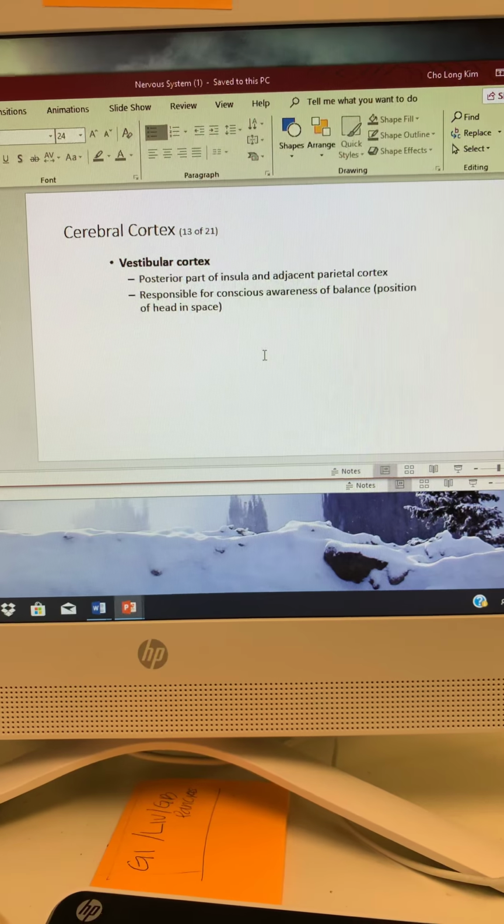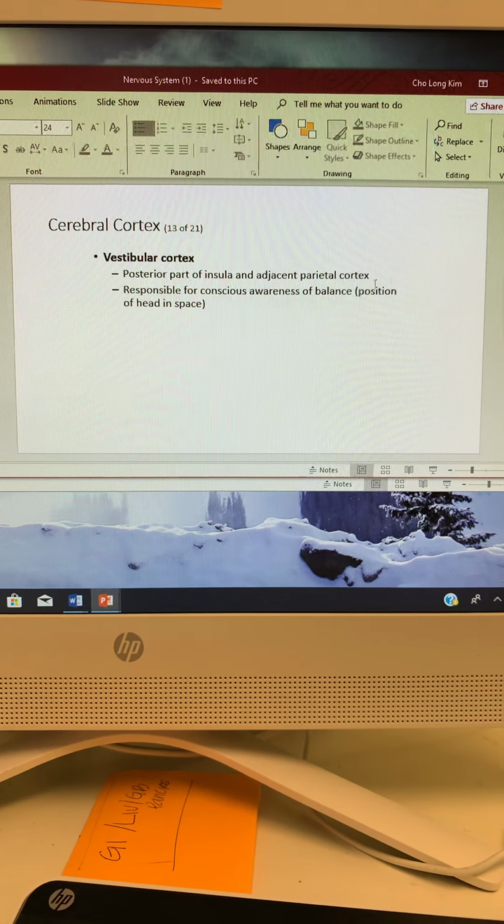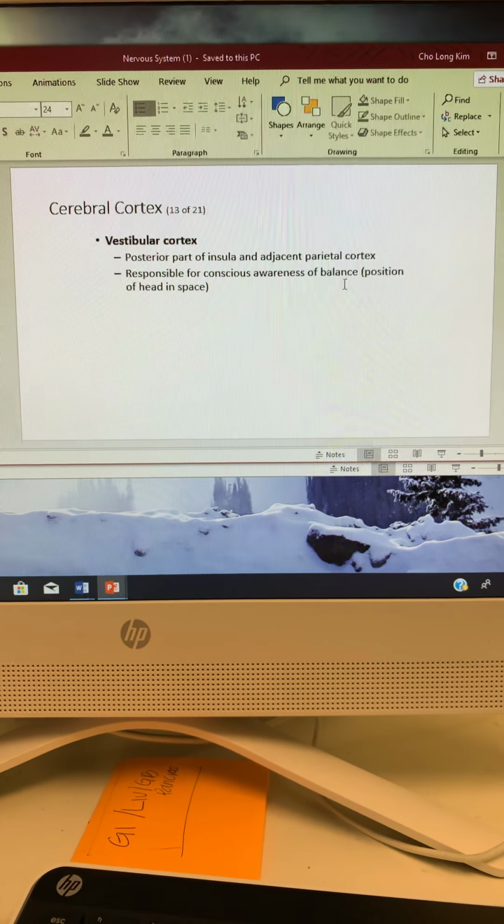Okay, there's the vestibular cortex. This is in the posterior part of the insula, and it's next to the parietal cortex. This is responsible for conscious awareness of balance.